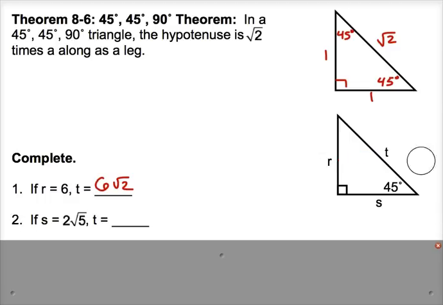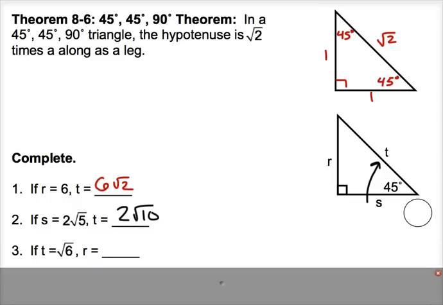Number 2, if s is 2 square roots of 5, how big is t? Well, to get from here to t, I just need to multiply by the square root of 2, which is going to give me 2 square roots of 10.